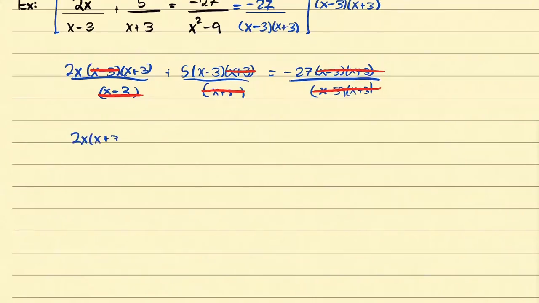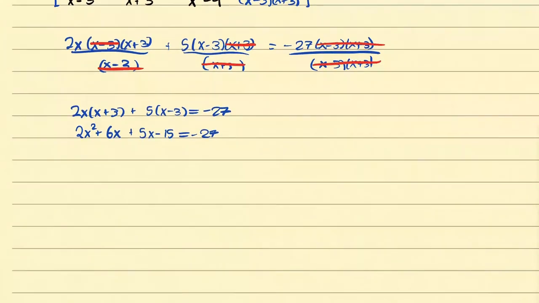2x times x plus 3 plus 5 times x minus 3 is equal to negative 27. And now what we have is not a linear equation, but a quadratic equation. This is 2x squared plus 6x plus 5x minus 15 is equal to negative 27. So I'm just going to start combining as many terms as I can. Here's 2x squared plus 11x. And then if I add 27 to negative 15, I should get positive 12.